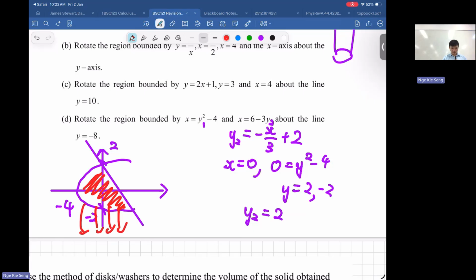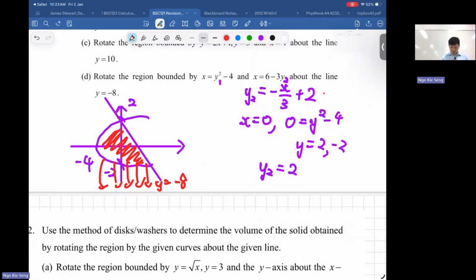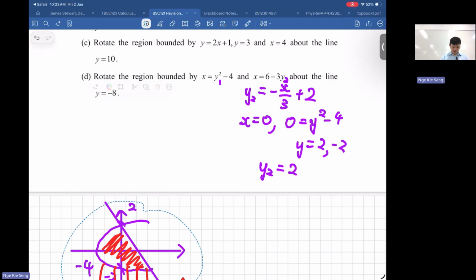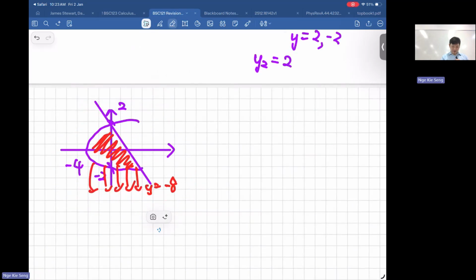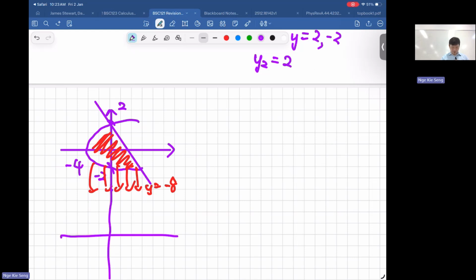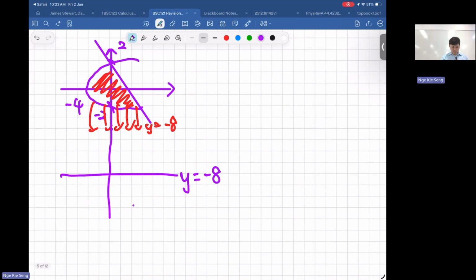And then rotate around y equals -8. Right. How to draw this cylinder? I think it's a very similar shape to what we had just now. y equals -8. So you will get something like this. And so you rotate.